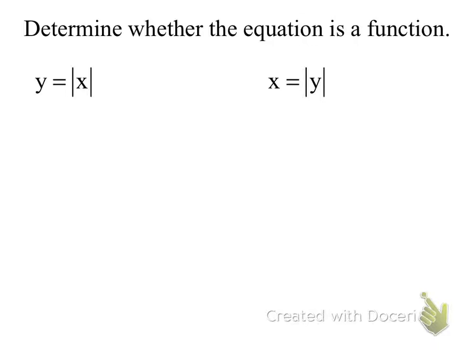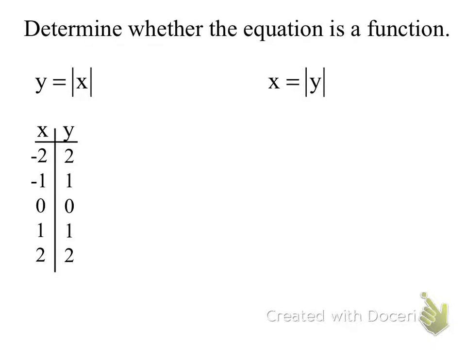Okay, y equals absolute value of x. In this case, I choose my x's, where the absolute value is. I'm going to choose some negatives, some positives when I substitute in. Okay, nothing repeats, right? It's a function, right? When I plot this, it's going to look like this.